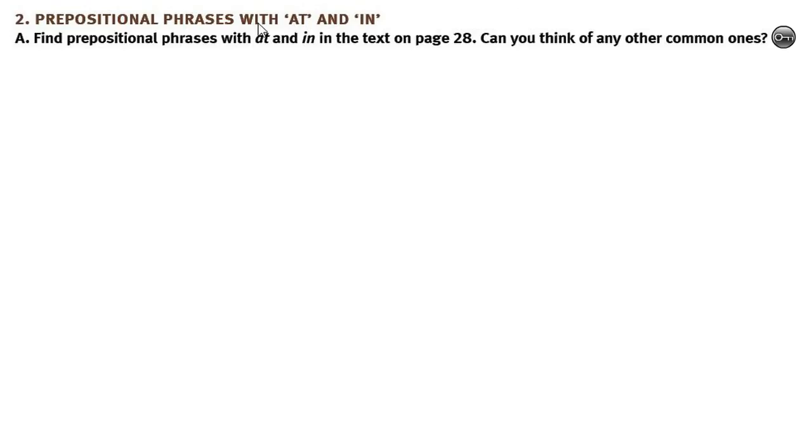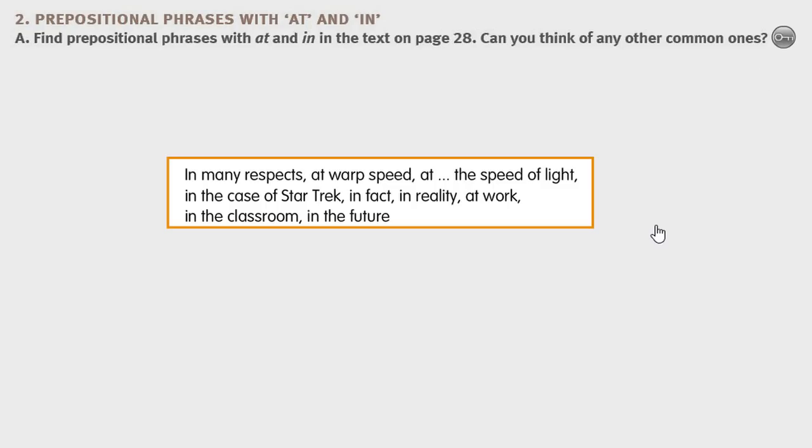2. Prepositional phrases with at and in. الجمل شبه الجملة المستخدم فيها الظروف التالية at and in. Find prepositional phrases with at and in the text on page 28. Can you think of any other common ones? In many aspects, at warp speed, at the speed of light, in the case of Star Trek, in fact, in reality, at work, in the classroom, in the future.